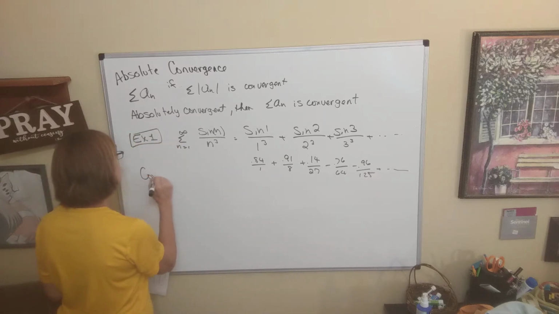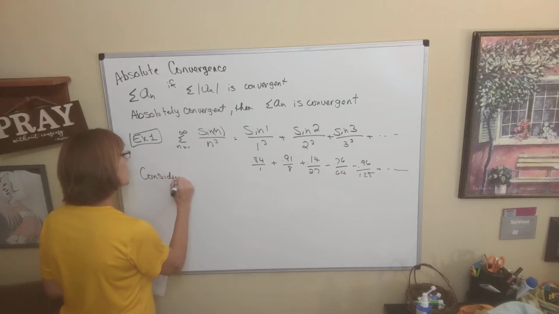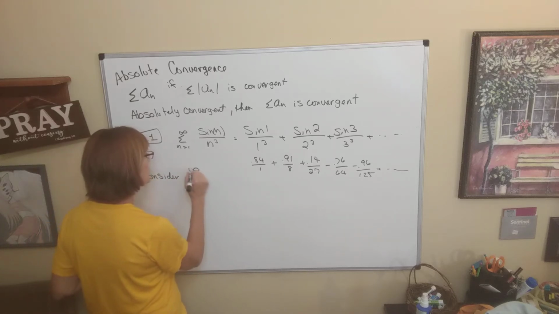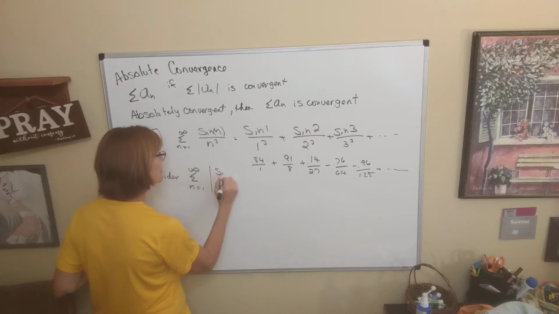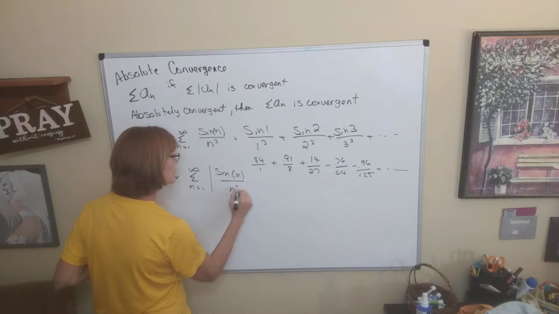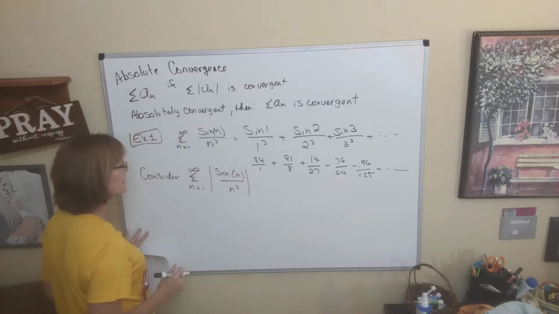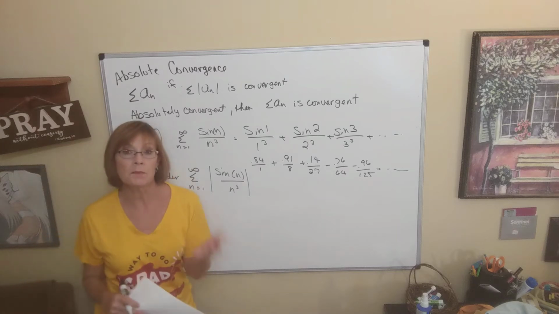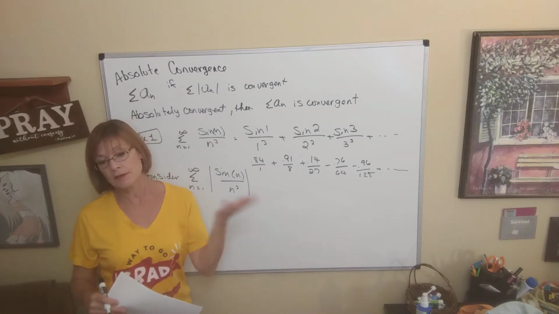So let's just consider the absolute value of these terms. I'll say, well, is this absolutely convergent? The absolute value of the sine of n over n cubed. Well, then all of a sudden this is a positive series, and we can apply positive series tests to this. That's why this is helpful.